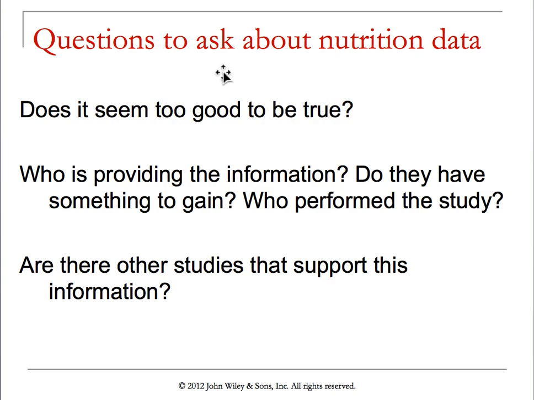And last, are there other studies that support this information? So again, we're talking about replication, duplication of a study. If the outcome is something that's seen multiple times across multiple experiments, then there's a pretty good chance that it's true. If only one study is saying it, then it might be the result of a simple error or a fluke somewhere along in the experiment.